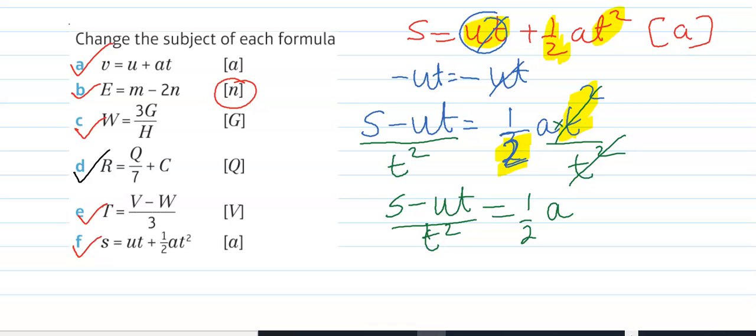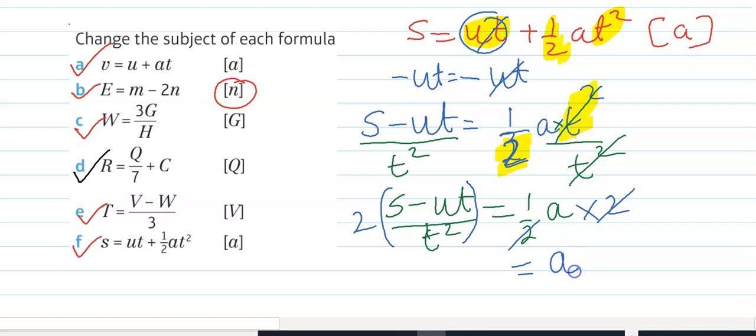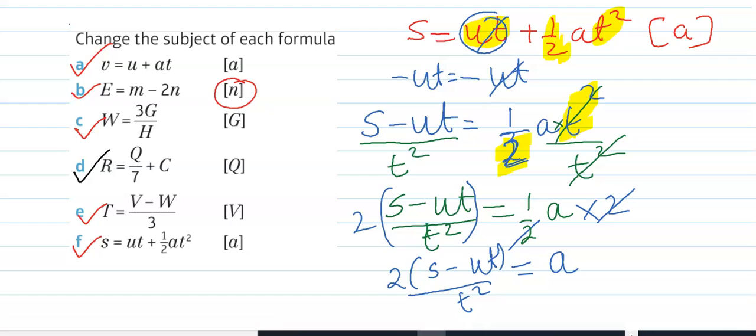Okay, we want A here. So see, this is divided by 2. To get rid of this 2, what we need to do? Times by 2 both sides. So times by 2, and we can put a bracket here and then times by 2, because the whole thing is multiplied by 2. So this 2 and this 2 is cancelled. What is left on the right hand side? That is A, and it is 2 bracket S minus UT over T square. So this is your answer, where A you can see as the subject.